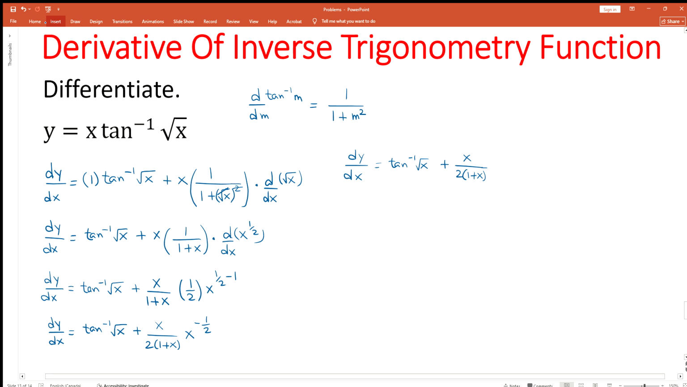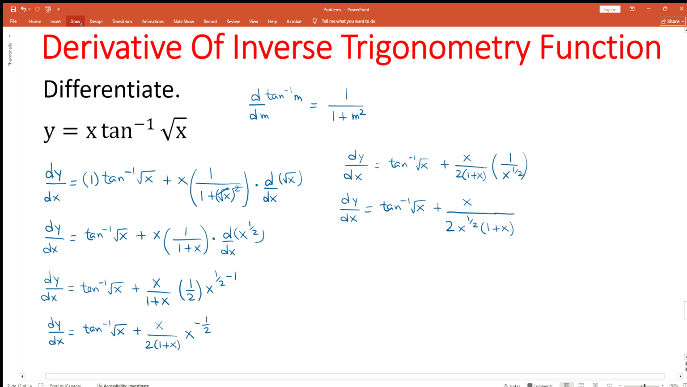Next, we should make the exponent on x positive. We can do that by moving x to the denominator. I get 1 over x to the power half. Next, we can multiply x over 2 times 1 plus x with 1 over x to the power half. I get x over 2 times x to the power half times 1 plus x.